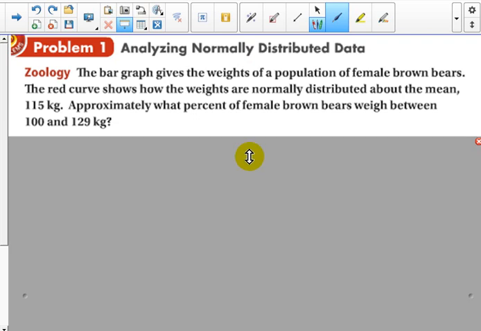Analyzing normally distributed data. The bar graph gives weights of a population of female brown bears. The red curve shows how the weights are normally distributed about the mean, 115 kilograms. So they're telling you right there, there's your mean. So that's the top of that center point, right? 115.